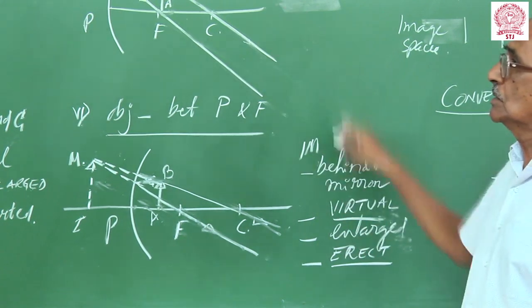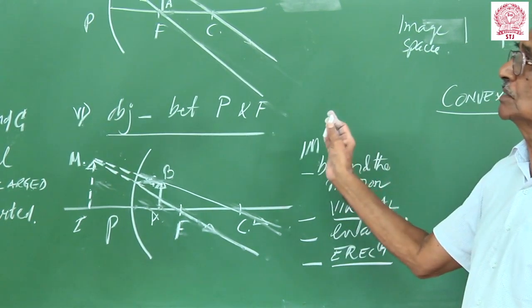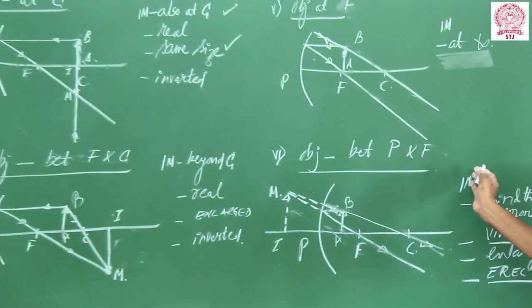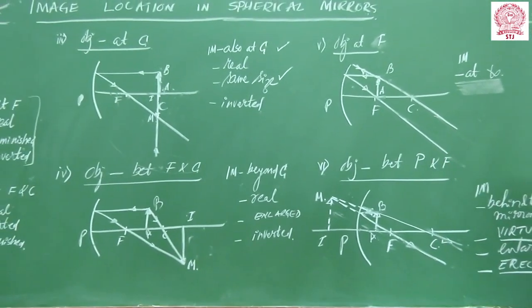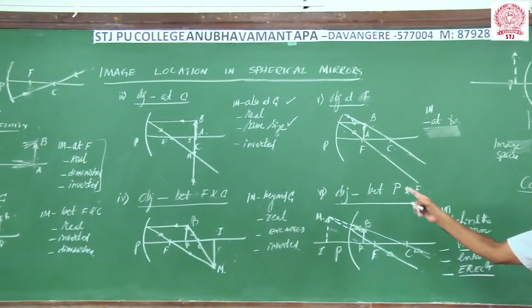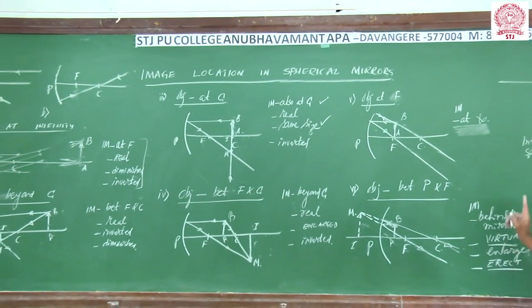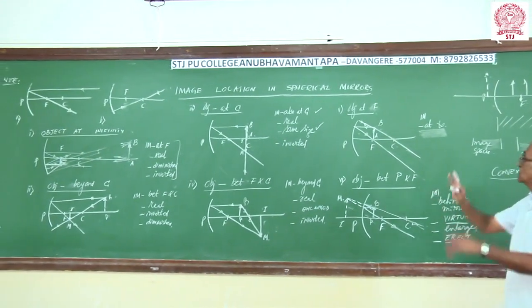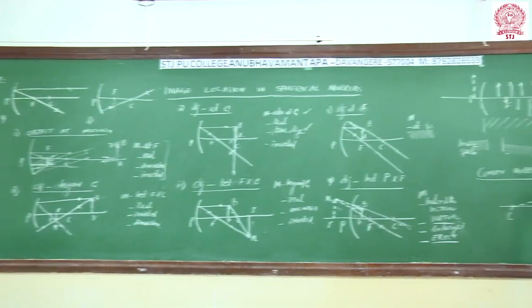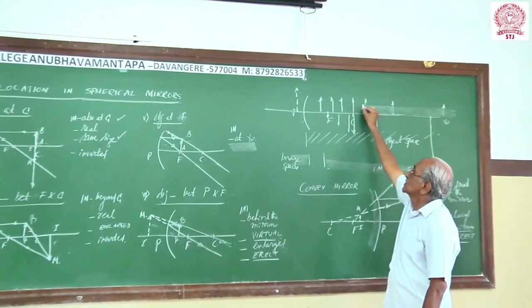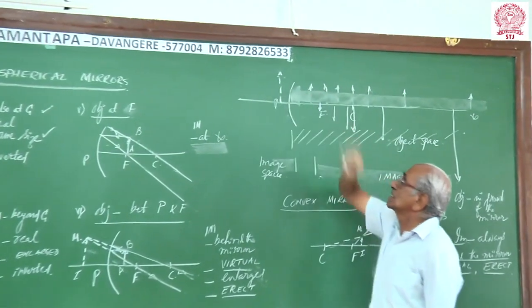So these are the various positions of the object in front of a concave mirror and the corresponding image positions. Notice in all these figures, the real image is inverted. The virtual image is erect. Now all of them I have put here. Notice I start from here, I travel towards the object like that.